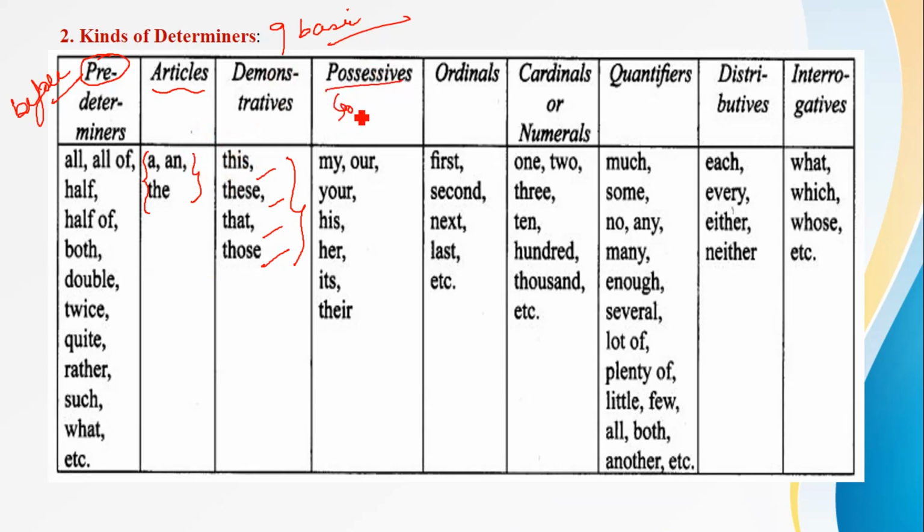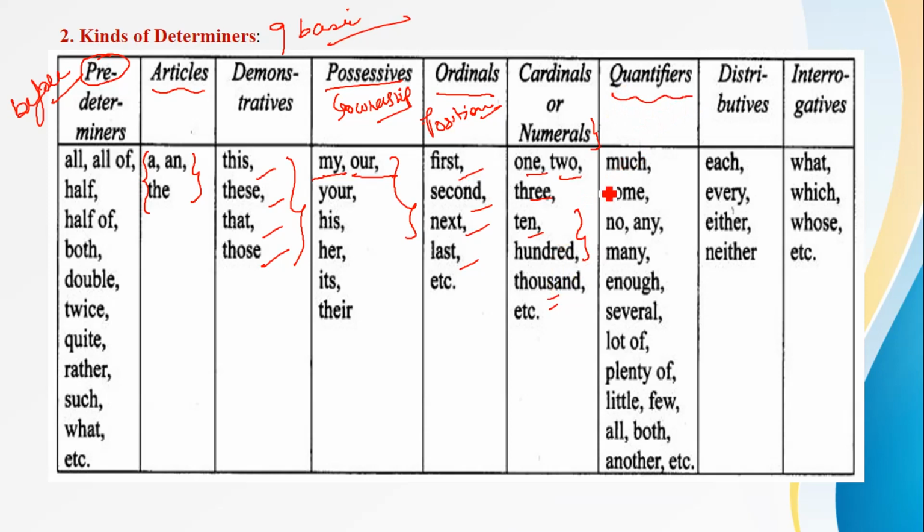Possessives means ownership. These determiners show the ownership, like my, our, your, his, her, its, their. This is my car, this is our house. So these are the ownerships that are shown by the possessive determiners. Next one is ordinals. Ordinal means first, second, next, last. So these show the position. Next is cardinals or numerals, as the name suggests, numerals. So 1, 2, 3, 4, 10, 100, 1000. It refers to the quantity or the amount of a particular thing.